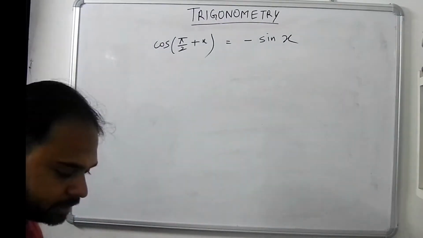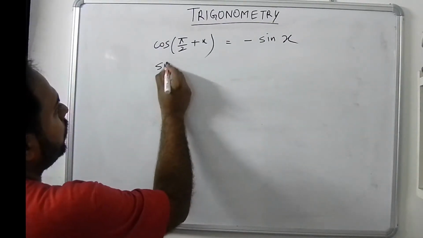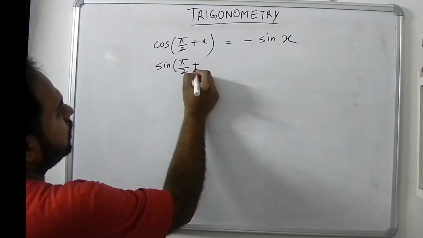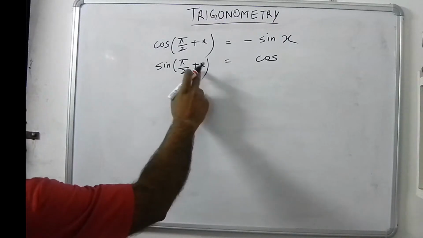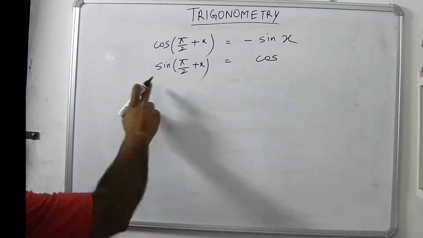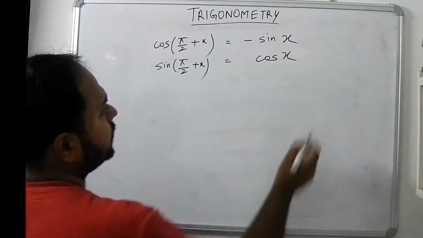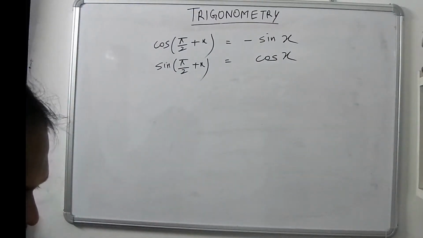Next, suppose sin of pi by 2 plus x. Again it's going to be cos. Pi by 2 plus puts us in the second quadrant. In the second quadrant sin is positive, so it's going to be positive. It's going to be cos x. Sin of pi by 2 plus x is cos x.